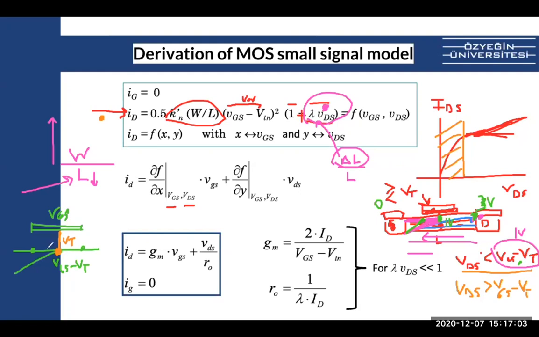So that's why always this pinch point, wherever it is pinching, it is VGS minus VT, okay? So that was a recap of what we studied.